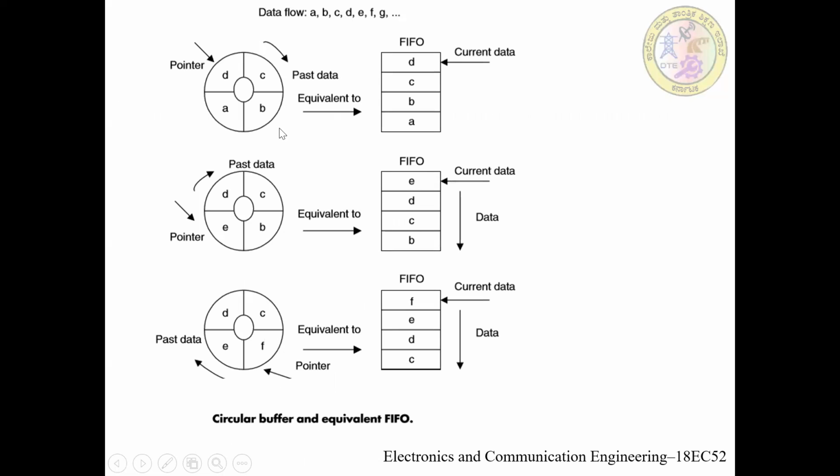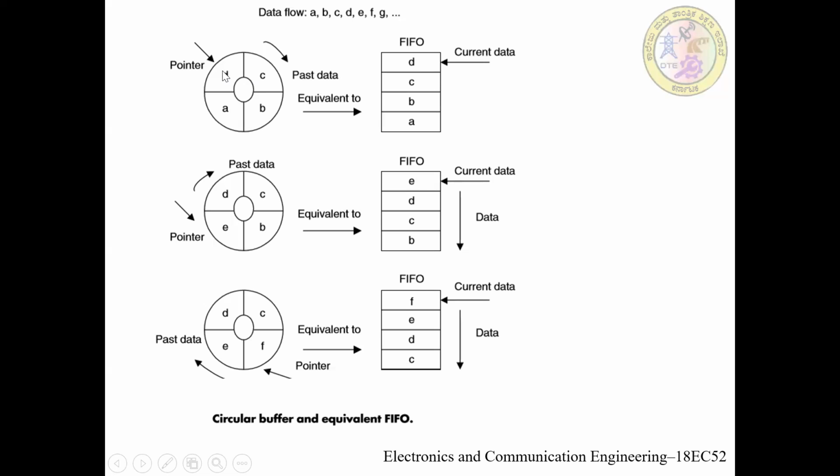So this is the simple illustration of a 4-bit circular buffer. Here you can see there is data flow from the ADC, analog to digital conversion: A, B, C, D, E, and F. The circular buffer initially contains these 4 values, A, B, C, and D. The pointer specifies the current data D.